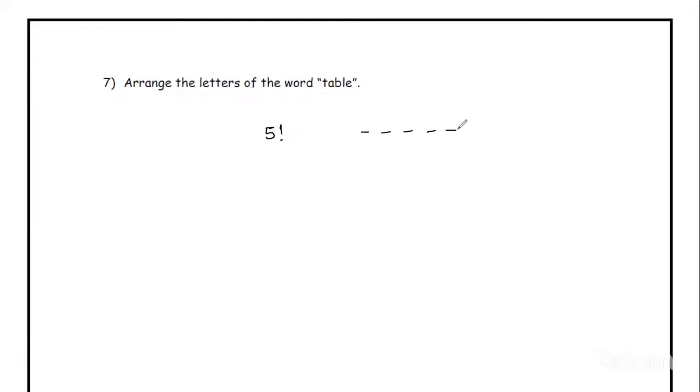1, 2, 3, 4, 5. How many ways to arrange the 5 letters? The first dash can have any of the 5 letters, 5 options. The second dash can have any of the remaining 4 letters. Third one, any of the remaining 3. Fourth option, remaining 2. And the last dash will have the remaining 1 letter. So in the arrangement of letters, as you can see, once a letter is used, it's not repeated again. So 5 factorial ways to arrange the letters of the word TABLE.